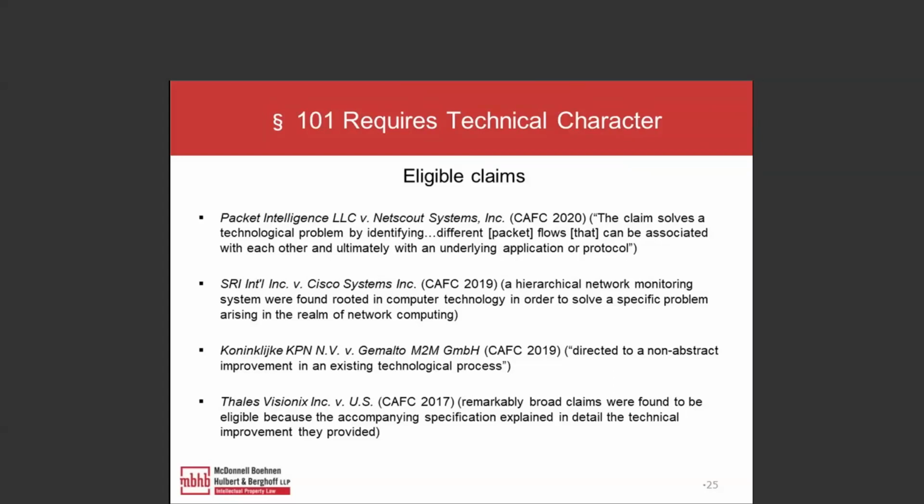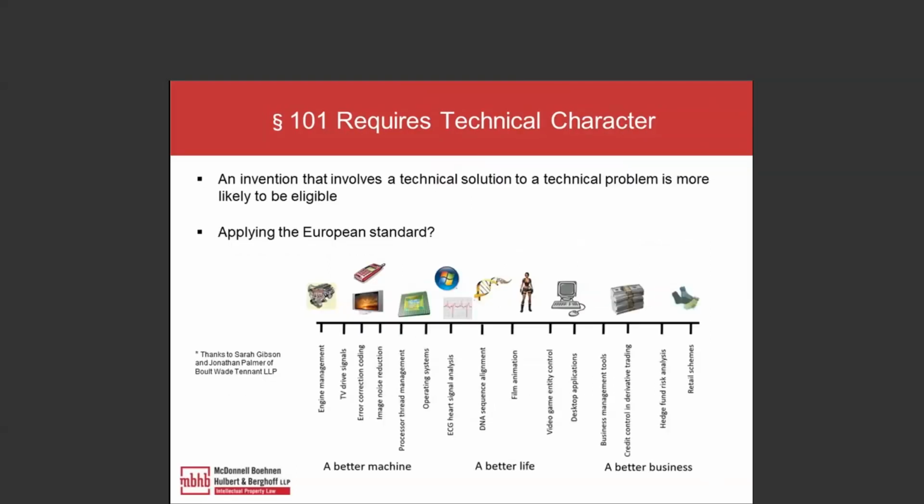So, you know, I don't think there's really any debate that the more technical your claim language is, and the more technical the problem that you're solving is, the more likely those claims are going to pass muster under Section 101. If you don't have enough technical character, the claims are more likely to be found ineligible. If you have more technical character, you're going to do better. How to think about this?